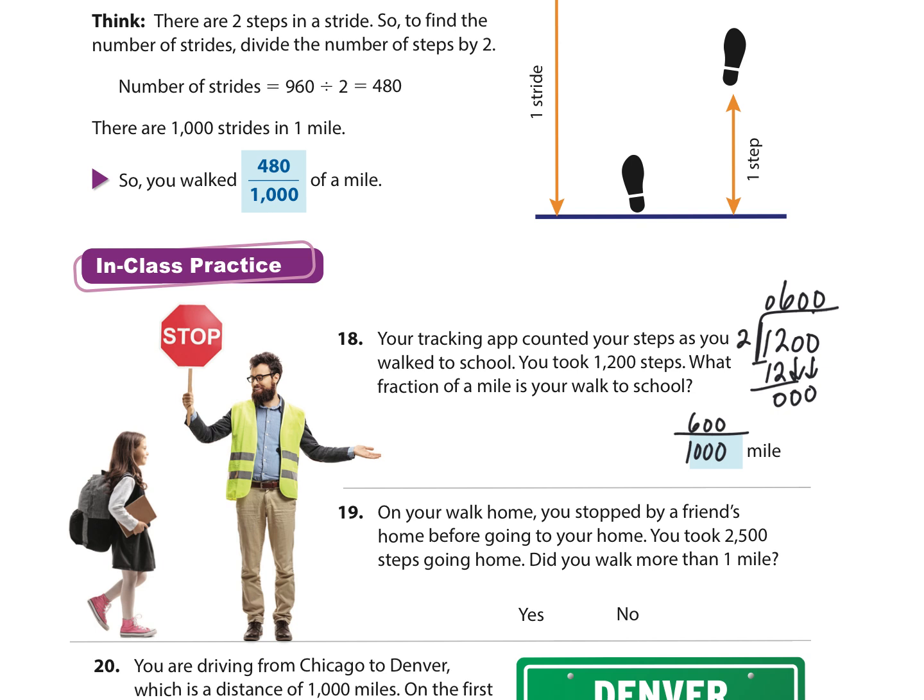1,000? Steps or strides? Strides. So steps would be how many steps? 2,000. You're doubling it. Okay. So if you take 2,500 steps, is that going to be more than a mile? Yes. Okay. Yes, because, and you don't have to write this, I'm just explaining, 2,000 steps is equal to 1 mile.